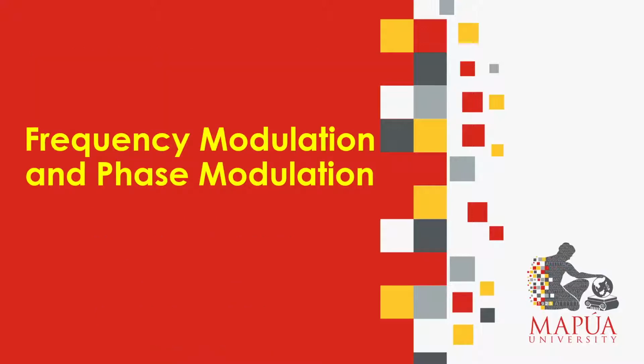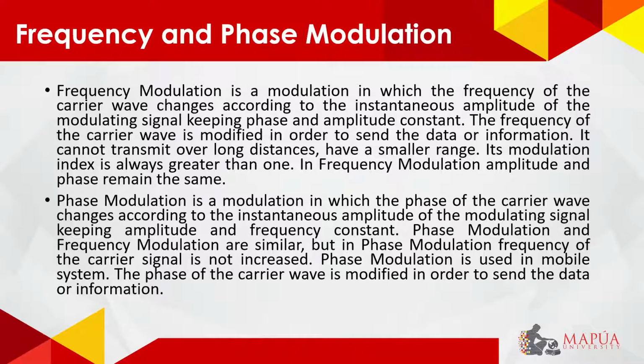Today we'll be talking about angular modulation, specifically frequency modulation and phase modulation. Frequency modulation is a modulation in which the frequency of the carrier wave changes according to the instantaneous amplitude of the modulating signal, keeping phase and amplitude constant. The frequency of the carrier wave is modified in order to send the data or information.